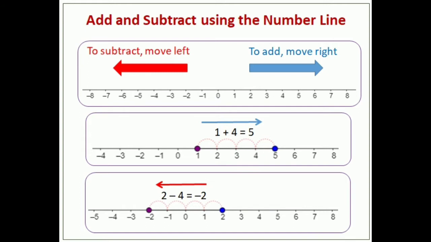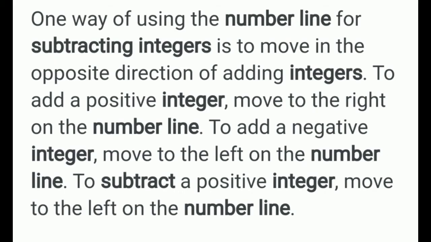As I had already taught you, to add, we move right from 0. Again, to add an integer, we move to the right side of 0. And to subtract integers, we move to the left of 0. When we are going to the left of 0, we are subtracting a number on a number line. One way of using the number line for subtracting integers is to move in the opposite direction of adding integers.